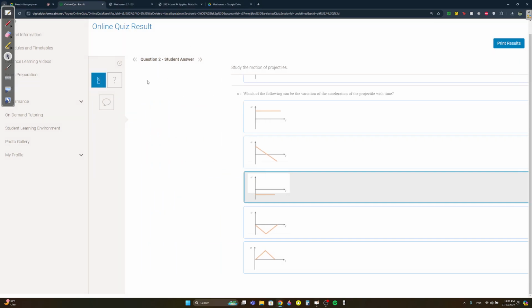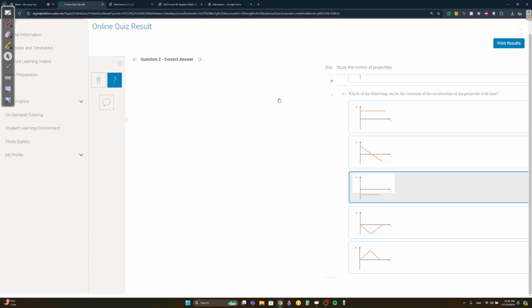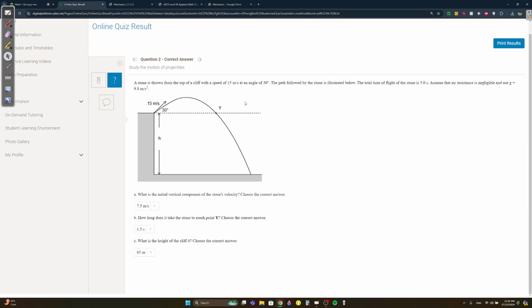Okay, question 2. You have a stone thrown from the top of a cliff with a speed of 15 meters per second at an angle of 30. So they gave you v node is equal to 15 meters per second, theta is equal to 30 degrees. The total time, t total, is equal to 5, and they gave you g is 9.8.